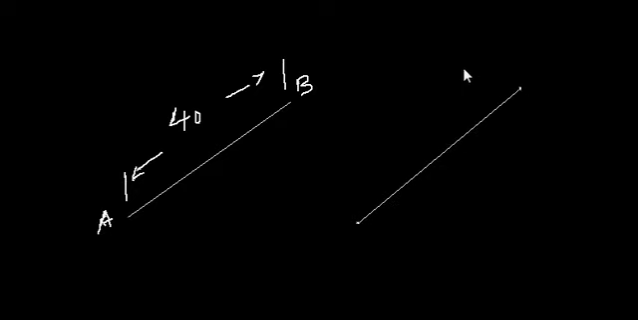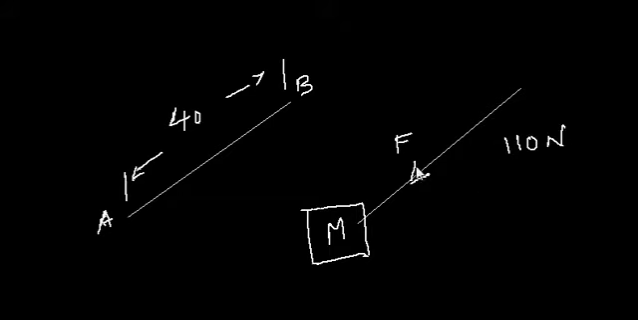Now take a similar length, but here you say this is a force acting on a body in this direction. So it's a body of mass m and there is a force F acting on that body which has a magnitude of 110 Newton and a direction, or a sense, in this way. So now you have a magnitude and a direction.